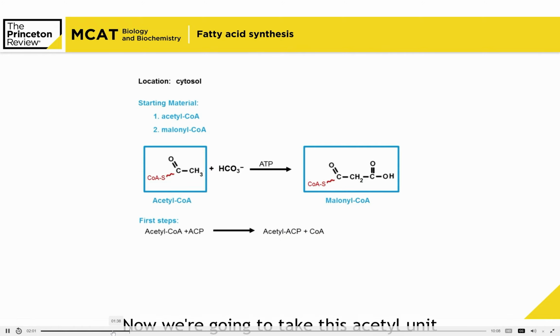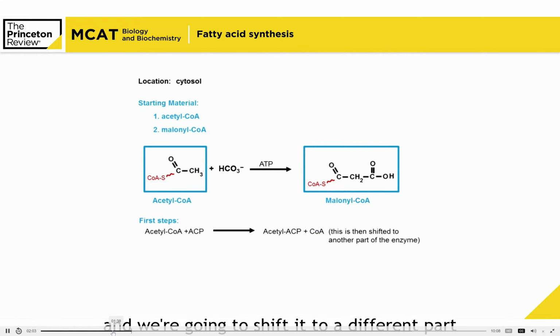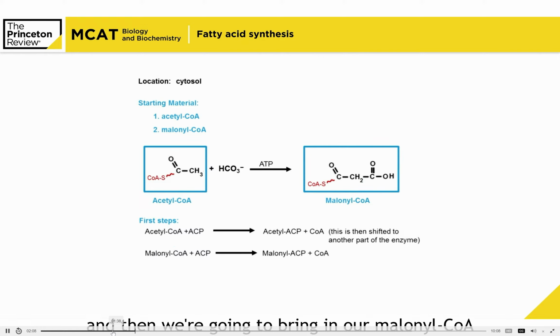Now we're going to take this acetyl unit and shift it to a different part of the fatty acid synthase enzyme. And then we're going to bring in our malonyl-CoA and attach it to that acyl carrier protein. So malonyl-CoA is connected to the ACP. We're going to, again, release that coenzyme A. And now we have malonyl stuck to the ACP. We have the acetyl unit shifted to the other part of the fatty acid synthase enzyme.